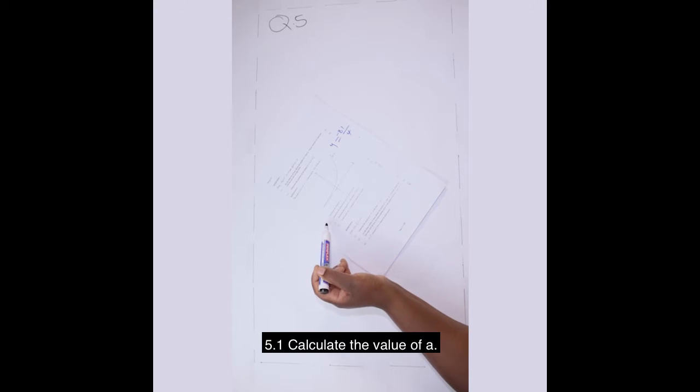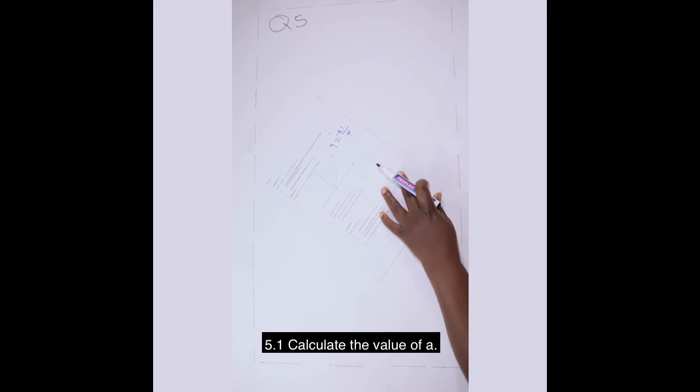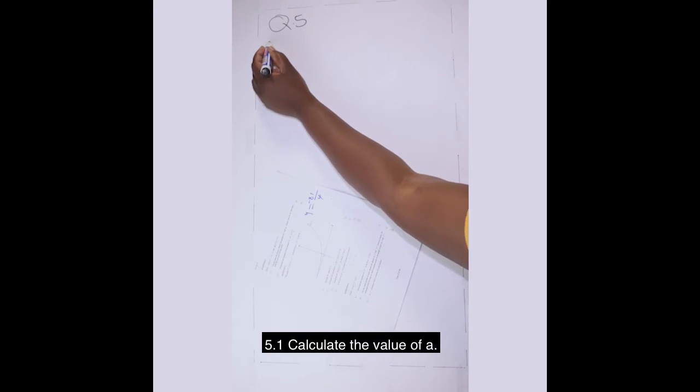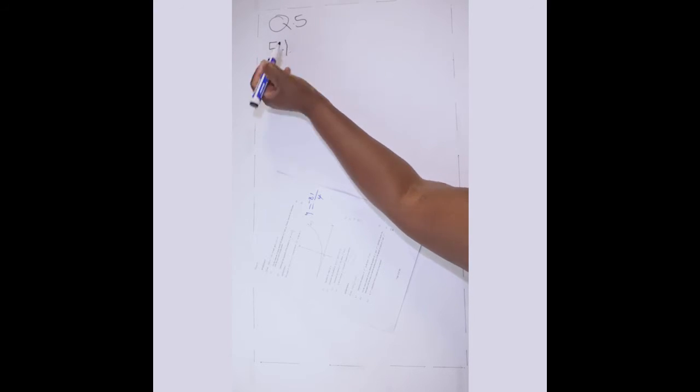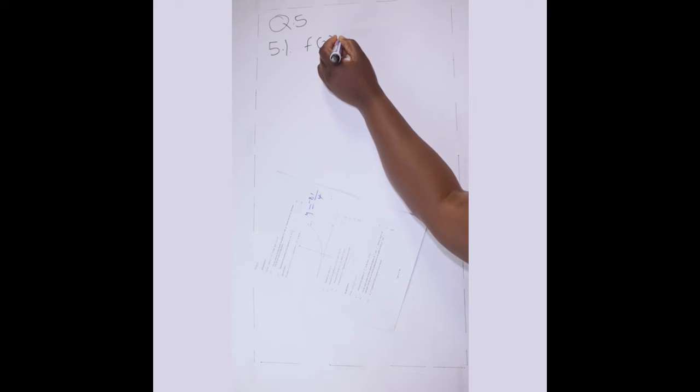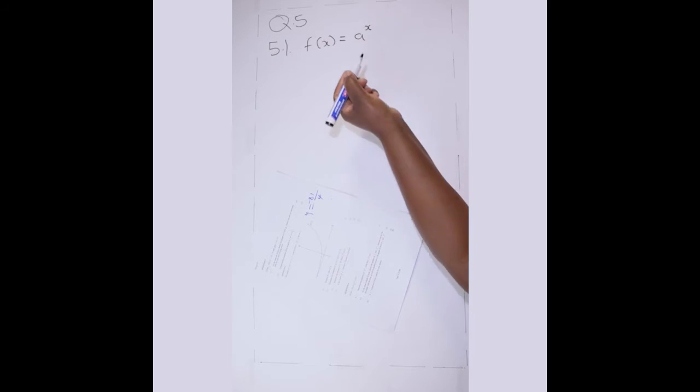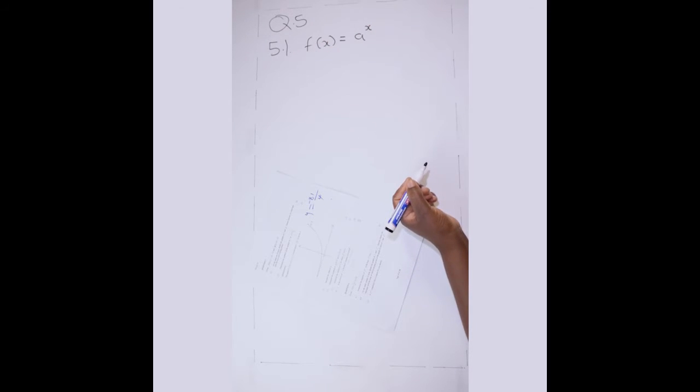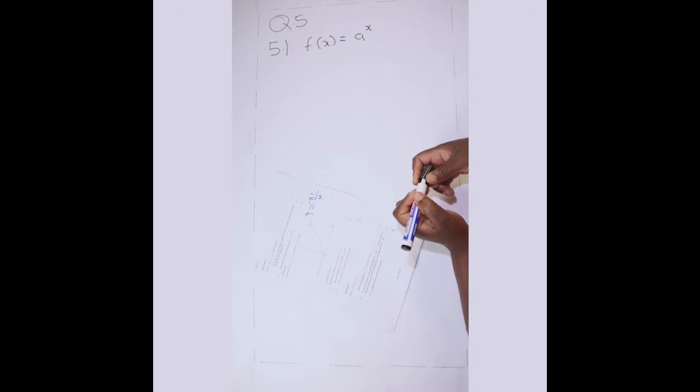In 5.1, calculate the value of a. You have already been given a point, so it is not that difficult to calculate the value of a. Let's copy the equation down. f(x) = a^x. Bear in mind that your value of a must be positive and greater than 1. It cannot be 1, but it has to be greater than 1.